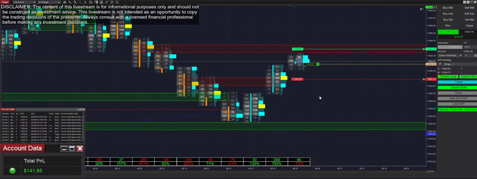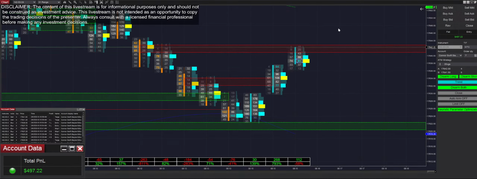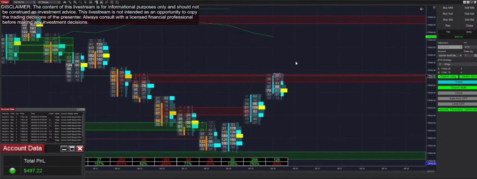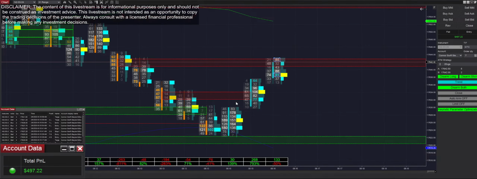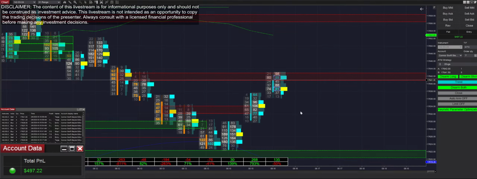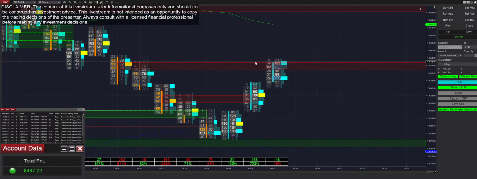Just got filled long. End up winning that one. So now we're up to 500 on the day. Hope that trend switch made sense there, especially with the close of that bar and the correlated Delta. This one's also likely going to close unless we get resistance at that point.